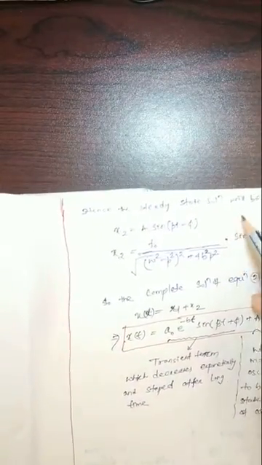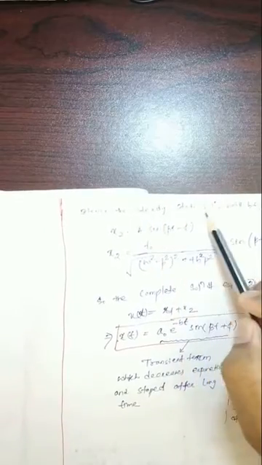Hence, the general steady state solution will be x2 is equal to A sin(pt − φ). So A we have found is this one, times sin(pt − φ). So the complete solution of equation number 2, that is the transient solution and steady state solution, x is equal to x1 plus x2, will be this one. This part is nothing but the transient term, which decreases exponentially and stops after a long time.